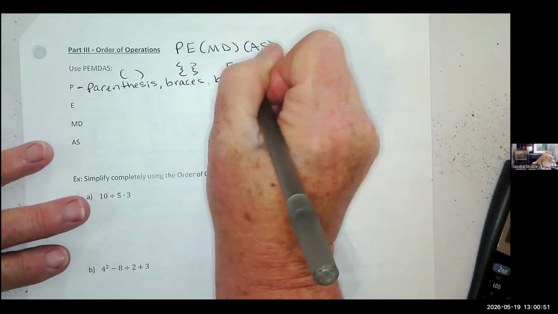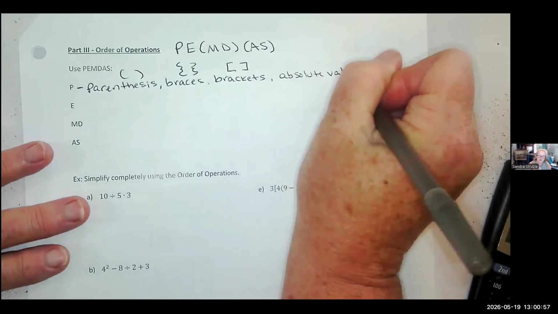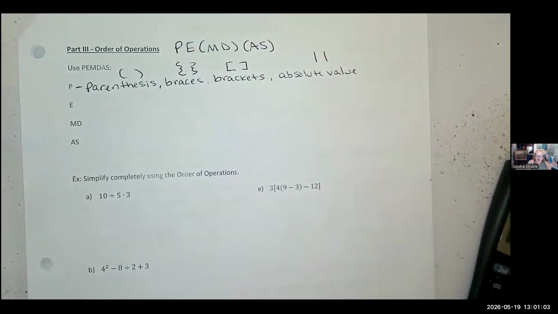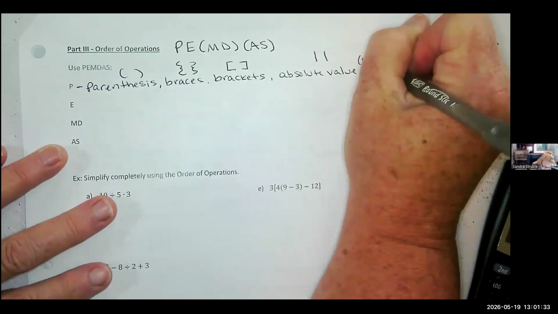And then absolute value, which is your straight lines. This means if you've got curly braces with a bracket and parentheses, you always work from the inside, the innermost parenthesis, bracket, whatever it is, first, and work your way out. You don't just hit the whole thing. That would not end well. You start with the innermost parenthesis or bracket and work your way out. So you work from the inside out.